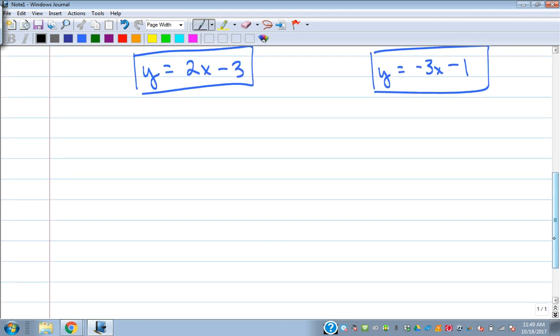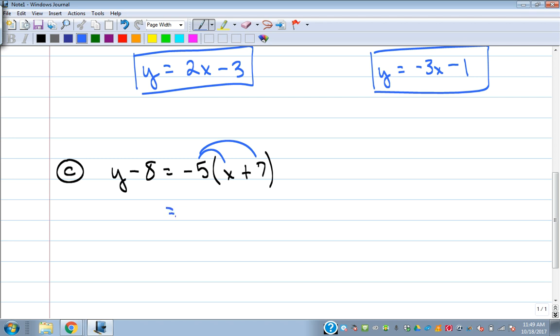Do another one. Say we had y minus 8 equals negative 5 parentheses x plus 7. And again, we're just trying to put this in slope-intercept form. What do we do first? Distribute. The negative 5 goes to both of those pieces. What does that give us?